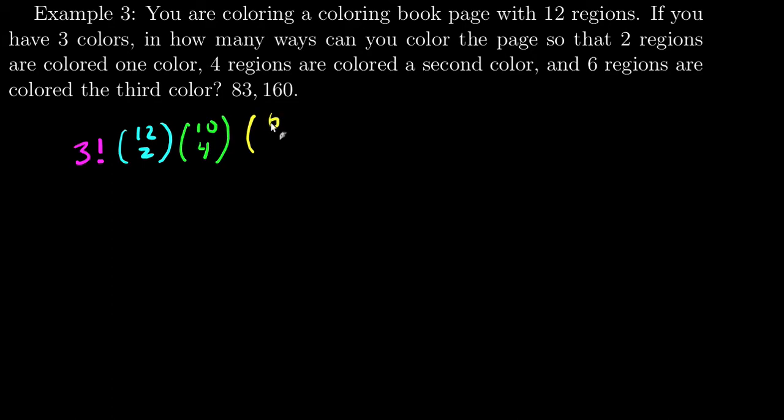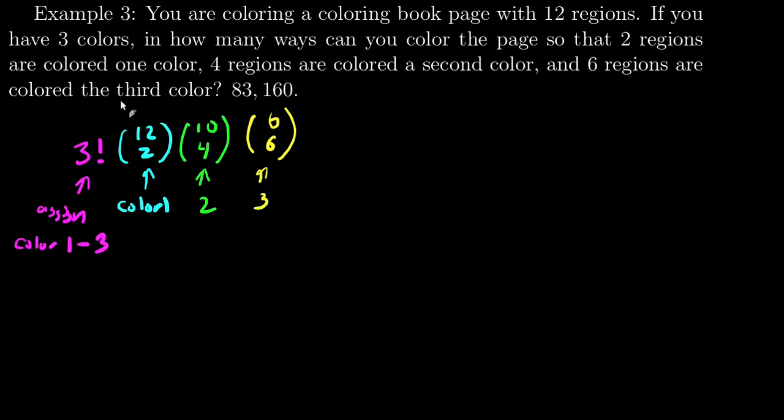There are now 6 regions left over, and I'm coloring in 6 of them color 3, and this is going to give me my answer. Again, this was to assign color 1 through 3. This is where I color the first color. This is where I color the second color. And this is where I color the third color. And when I multiply this all the way through, I will get 83,160.